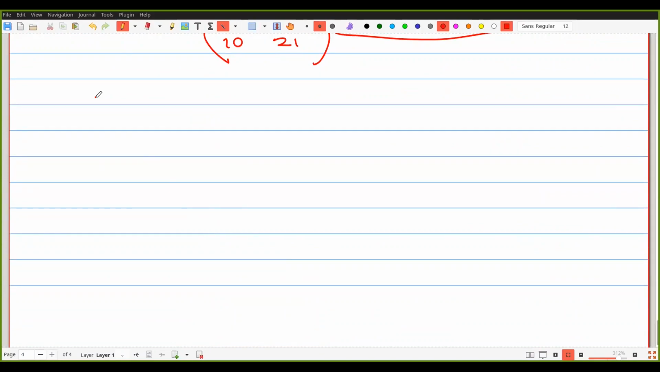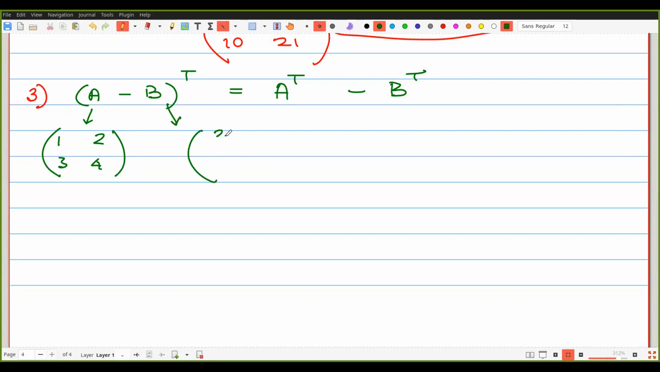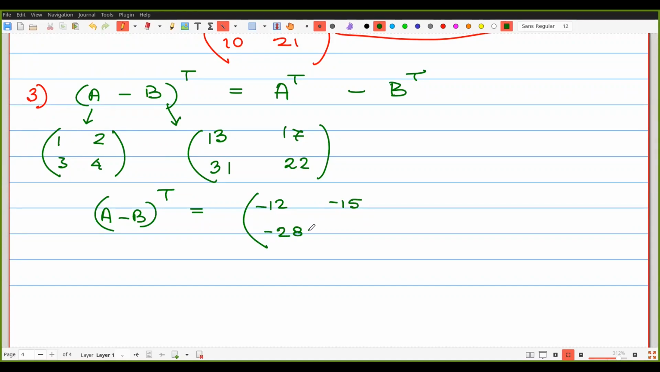As like the second property, the third one is for the subtraction. That means A minus B whole transpose is equal to A transpose minus B transpose. Suppose A is 1, 2, 3, 4 and B as 13, 17, 31, 22. So A minus B whole transpose, after subtraction we are getting minus 12, minus 15, minus 28, and minus 18. Its transpose, that means minus 12, minus 15, minus 28, minus 18. Same as A transpose minus B transpose.